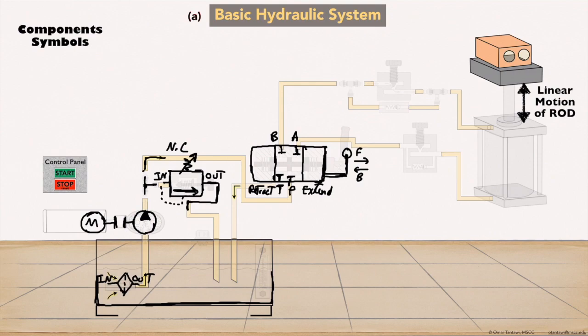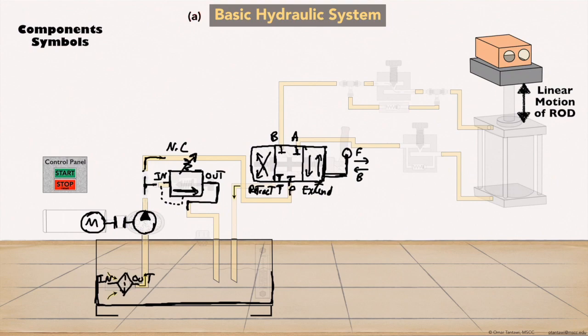So to extend, I'll pull the handle forward and I'll have P to A connection, B to T. If I pull it all the way back, I'll have P to B connection. The cylinder has to retract, and A to T.